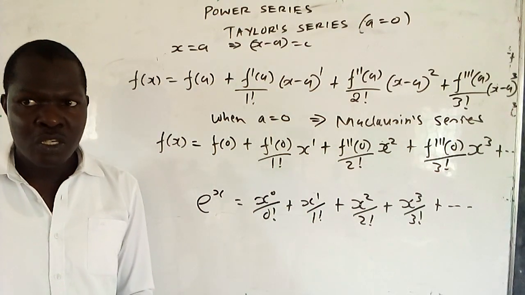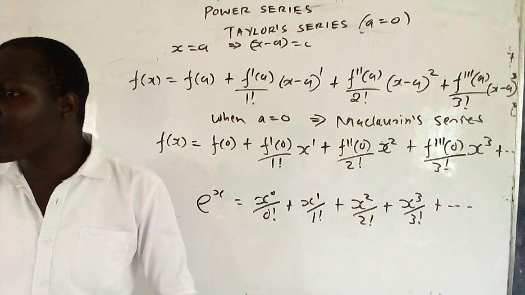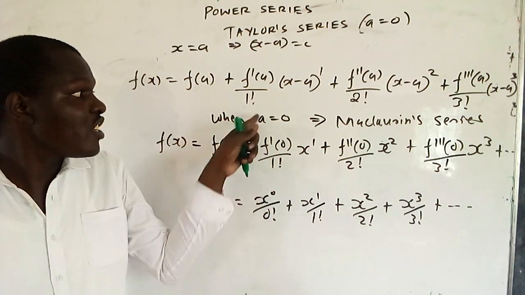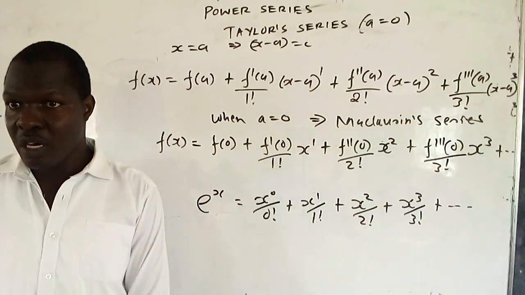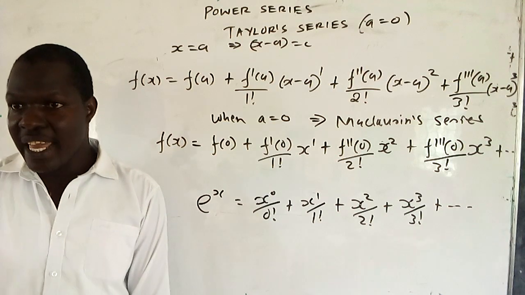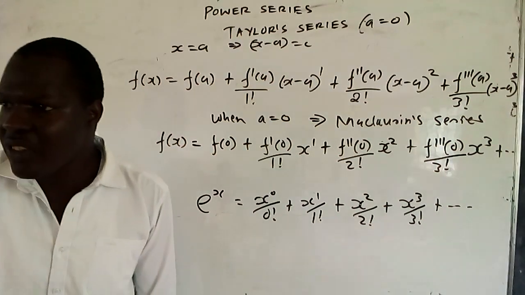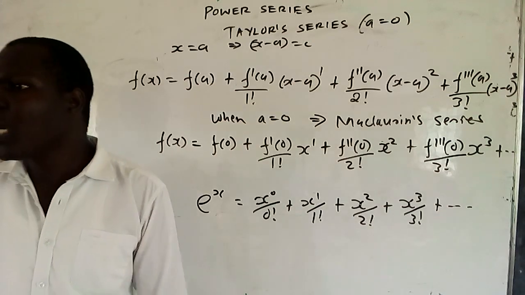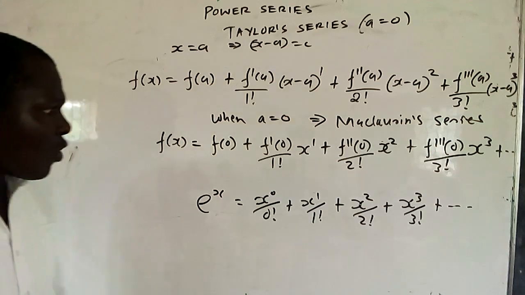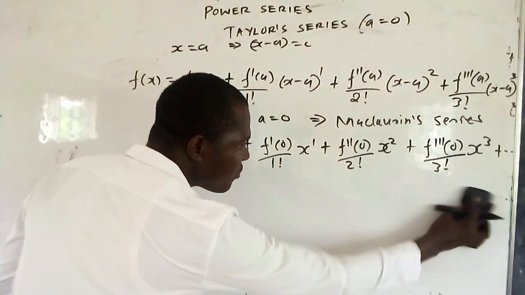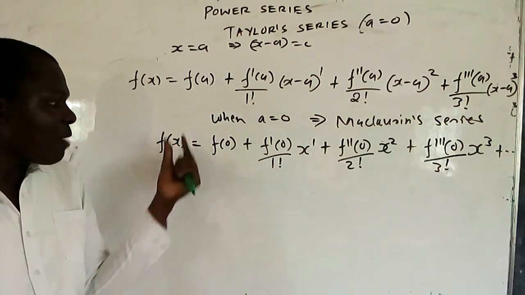Are we together? So anytime you are told to expand in ascending powers of x, then automatically it is Maclaurin series, or Taylor series when a is 0. That is the Maclaurin series. So when I hear, expand this function in ascending powers of x, or expand these functions in ascending powers of t, automatically it is Maclaurin's series.